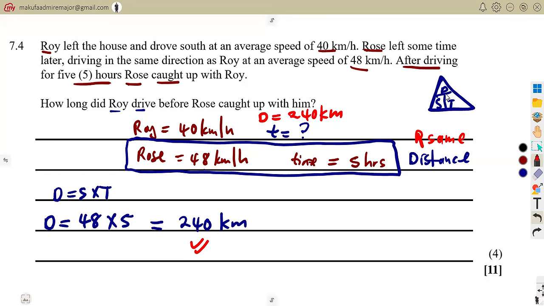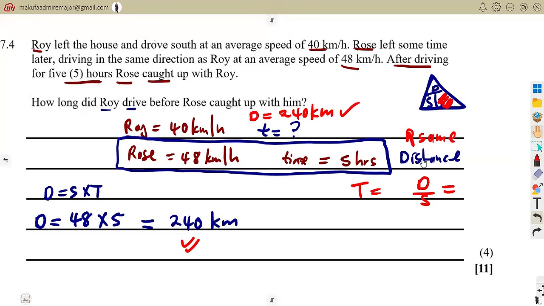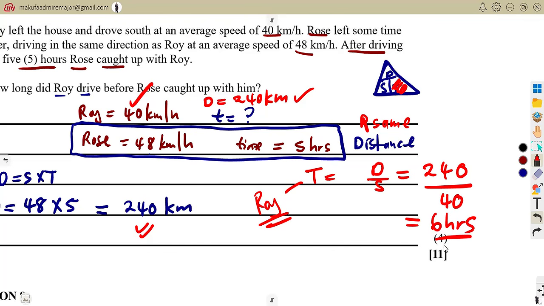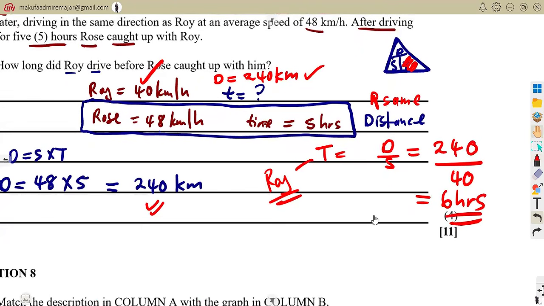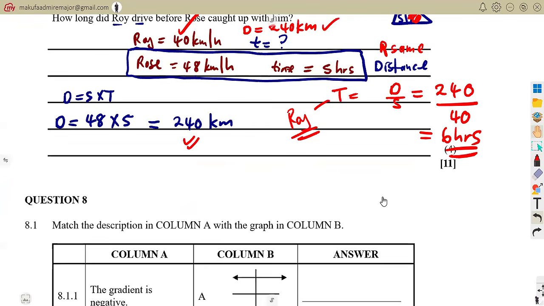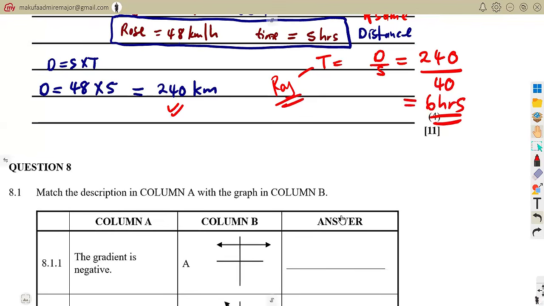So what will be our time? Given distance and speed, how do you find time? It's distance over what? Distance over speed. So time is distance over speed. So we are given the distance 240 over the speed. What is the speed for Roy? You're calculating for Roy this time, not for Rose, but for Roy. What was his speed? He was driving at 40 kilometers per hour. So you divide. That is going to give us 6, which is the time frame, 6 hours. So he drove for 6 hours, whilst Rose drove for 5 hours at her speed. Roy drove for 6 hours at his speed.